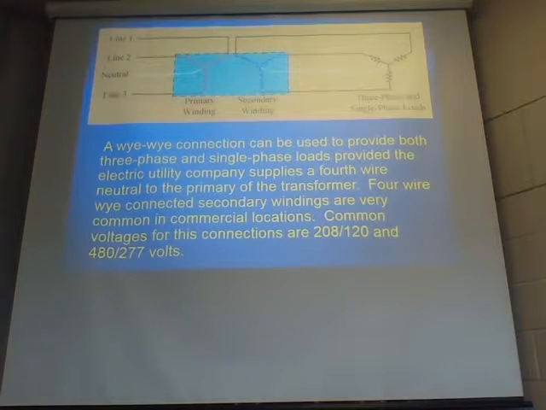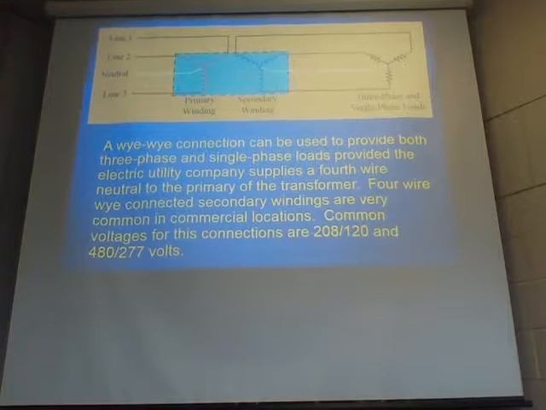If it was 600 volts in this primary, the neutral here would create 347 volts from one line to neutral. And if it was 208, depending on the number of turns, we had 208 volts on this secondary. Line to neutral would be 120 volts.